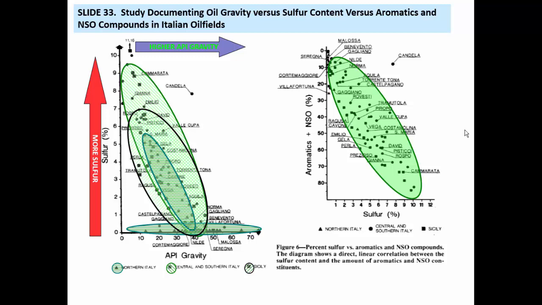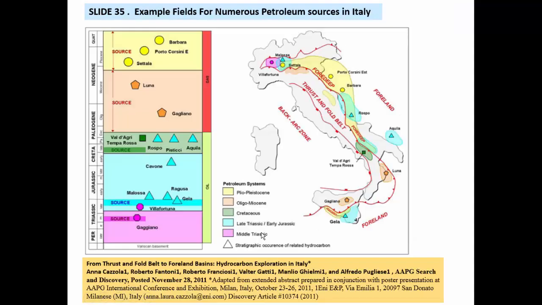The more sulfur you get, the higher gravity you get this. In other words, the higher the API gravity, down here you get less sulfur. That's what you want to see. And these are paraffin base oils, I guess. Now this is from this article here, from Italians put it out.